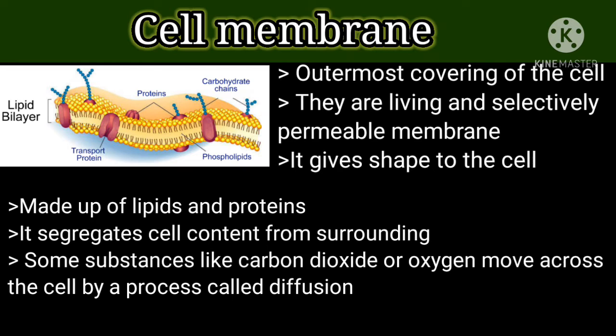Same happens with the oxygen. When there is a low concentration of oxygen in the cell, the oxygen from its surrounding comes inside of the cell through this selectively permeable membrane.